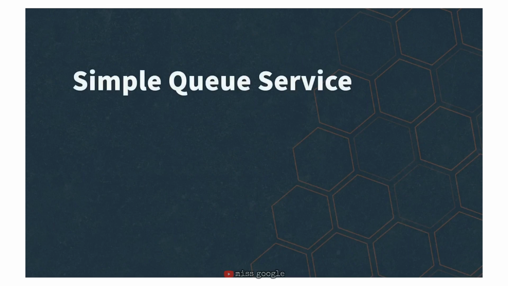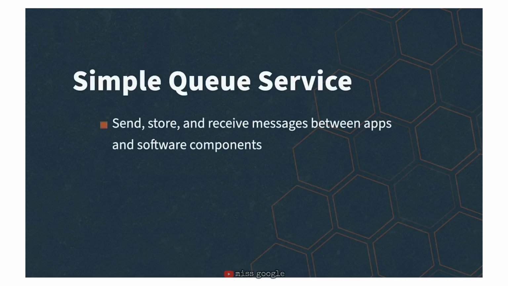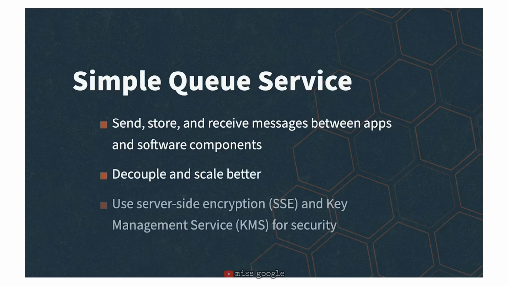Another great AWS service is SQS, Simple Queue Service. I love when simple's in the name. It really helps me get less intimidated. Simple Queue Service is a great way to send, store, and receive messages between apps and various services in AWS. It really helps you decouple your services because they don't have to directly interact. Messages can be passed back and forth for functionality or any kind of notifications. And it automatically uses SSE and KMS for security and encryption.